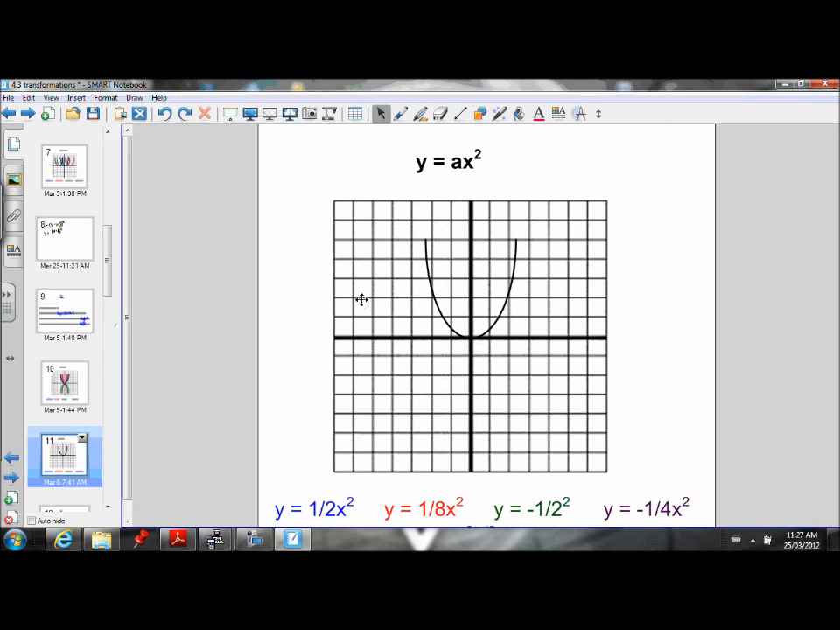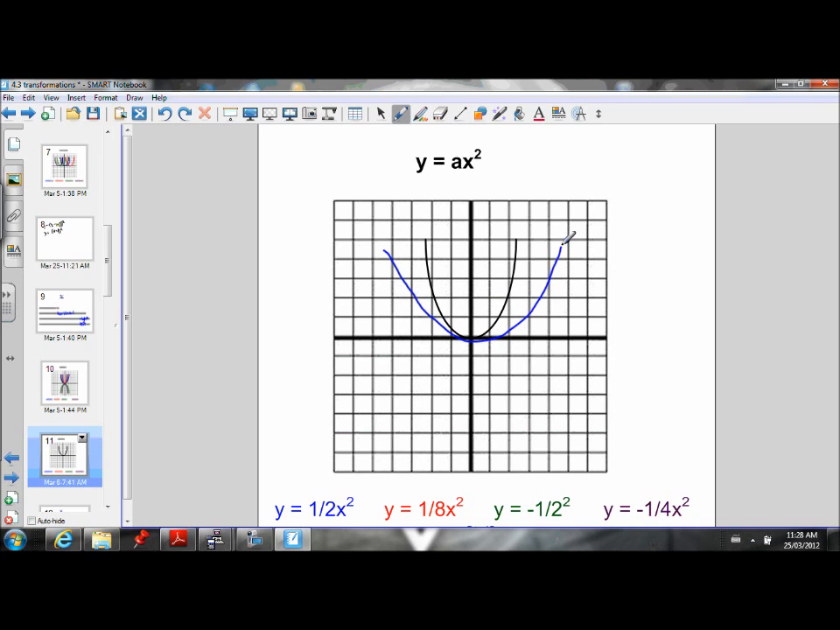Okay, let's look at other a values. When we had a values greater than 1 or less than -1, we saw that it stretched the parabola. Now let's look at fractional values between 0 and 1 or between 0 and -1, and how that affects the parabola. If we use our graphing calculator and graph them, we will see that y equals 1 over 2x squared looks something like this.